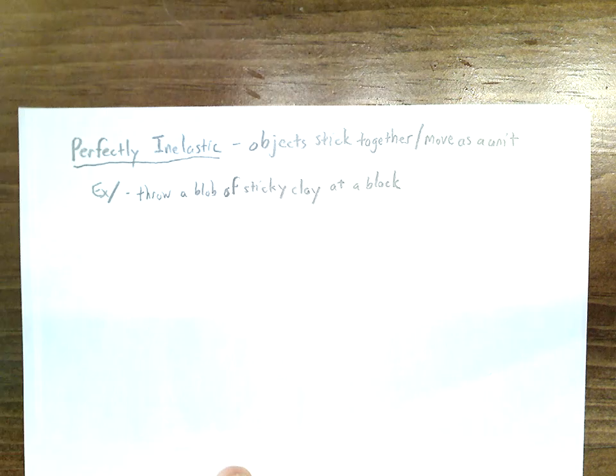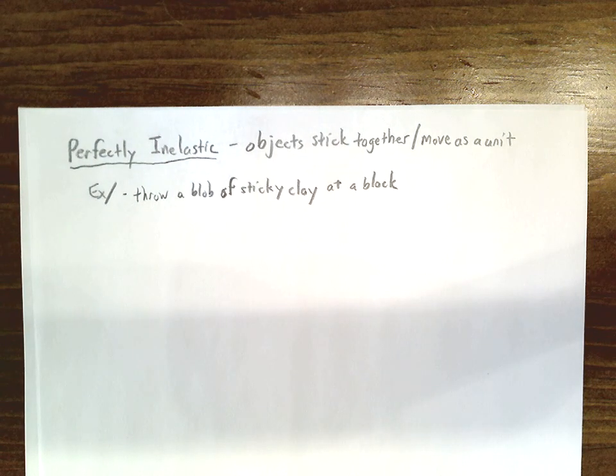You could do this also with a dart or a bullet. If the bullet gets embedded into the block, they might move together after the fact. You could have train cars coupling together. When they crash into each other, they lock together and glide down the tracks as a single vehicle.